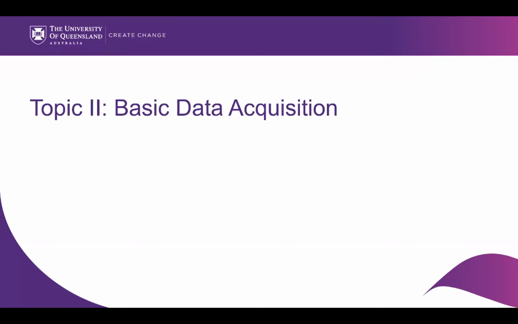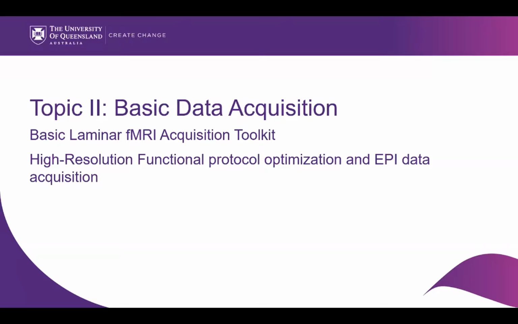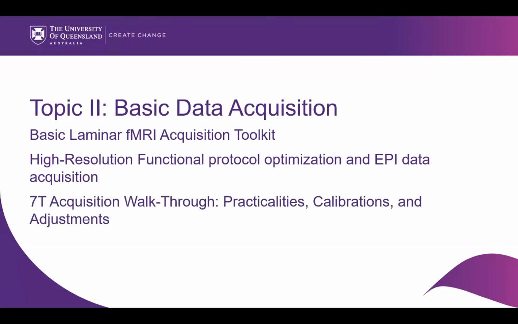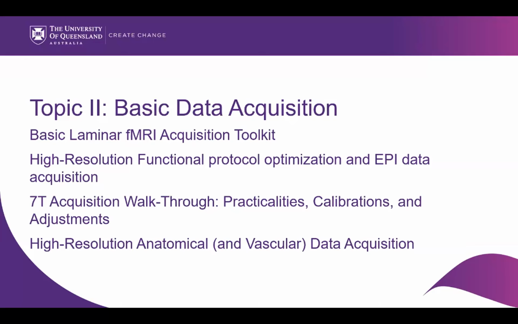So welcome everyone to the second half of day one. Renzo and I will be entertaining you, and our topic is basic data acquisition. My first talk will be about the basic laminar fMRI acquisition toolkit. Then Renzo will take over and talk about functional protocol optimization. And then he will give you a short walkthrough through the practicalities, calibrations, and adjustments. And I will then talk about high resolution anatomical and vascular data acquisition in the end.